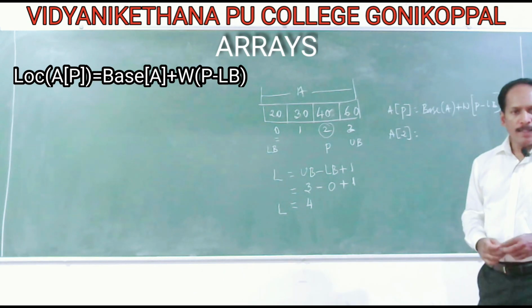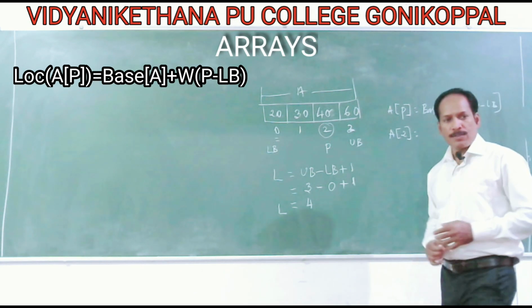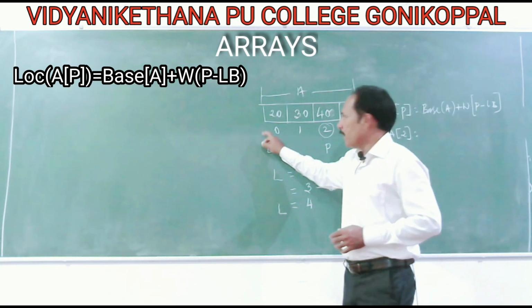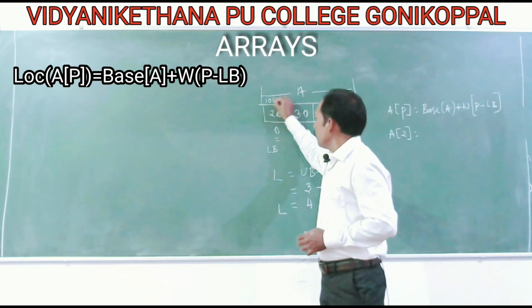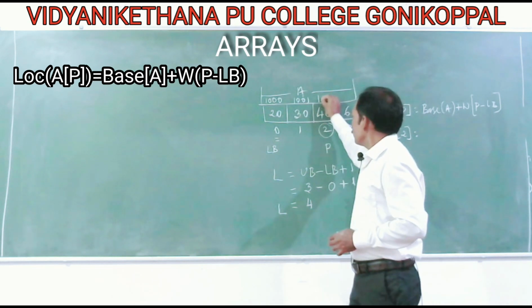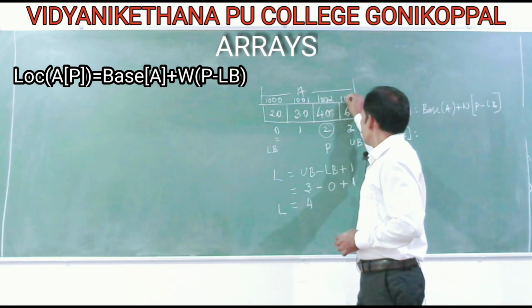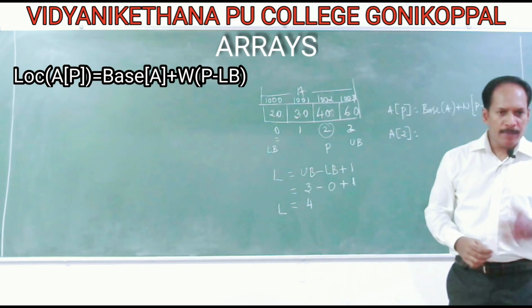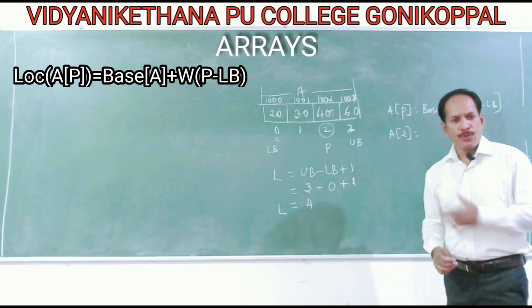To calculate its address, we have to use the base address. What does base address mean? It is the address of the first element. Let us assume it is at 1000, this is 1001, this is 1002, for example, it is 1003. I took one word per memory. When you take an integer, it's 2 bytes.